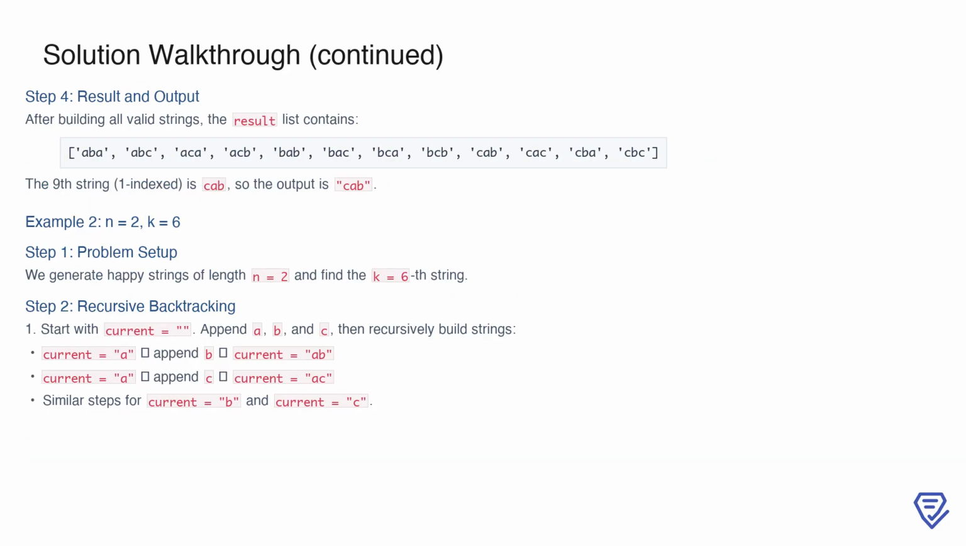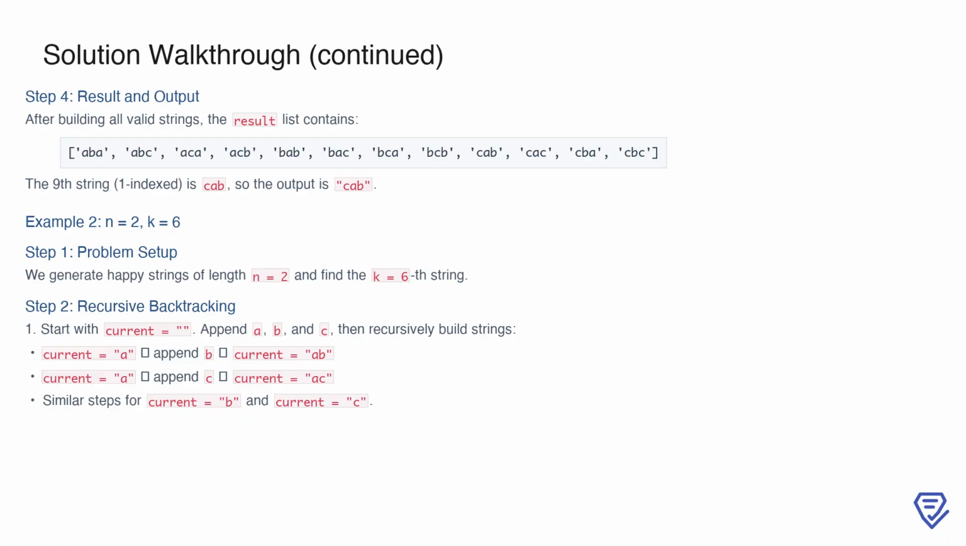Once all valid happy strings of length 3 are generated, they are stored in the result list. For this example, the list contains the following strings in lexicographical order: ABA, ABC, ACA, ACB, BAB, BAC, BCA, BCB, CAB, CAC, CBA, CBC. Since we are looking for the 9th string, and the list is 1-indexed, the output will be CAB.